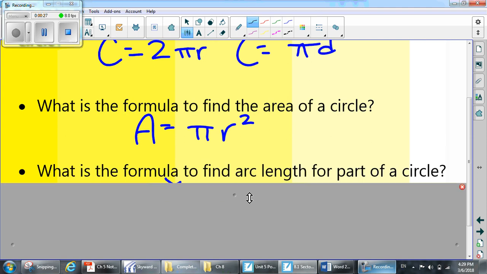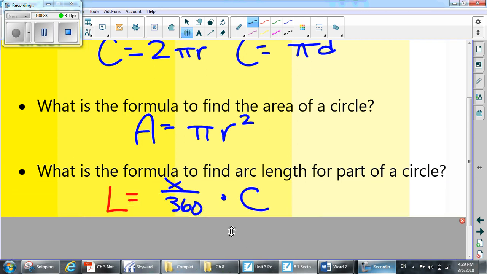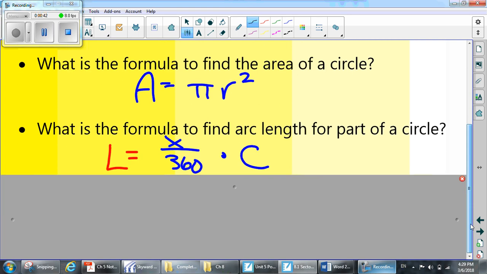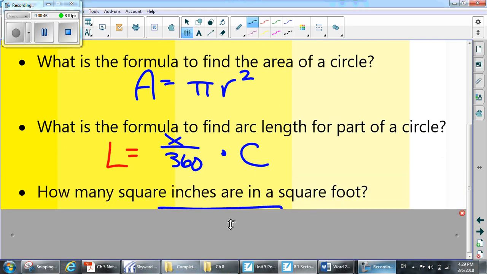Formula to find arc length for part of a circle. This came from chapter 6. We're using that L for arc length. We take x over 360, our central angle measure. We come up with some fraction of the circle and multiply it by the circumference, either 2 pi r or pi d again.